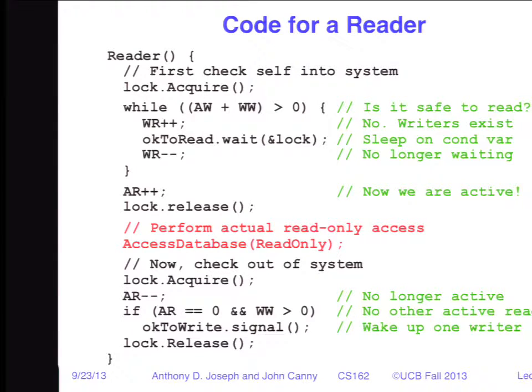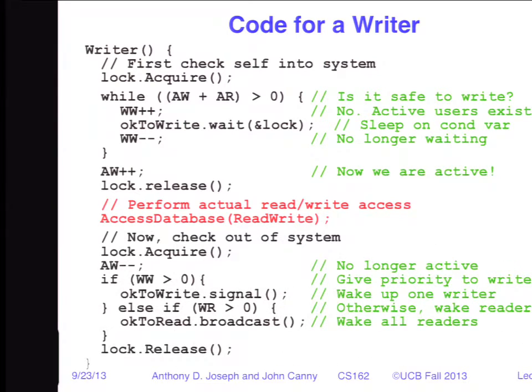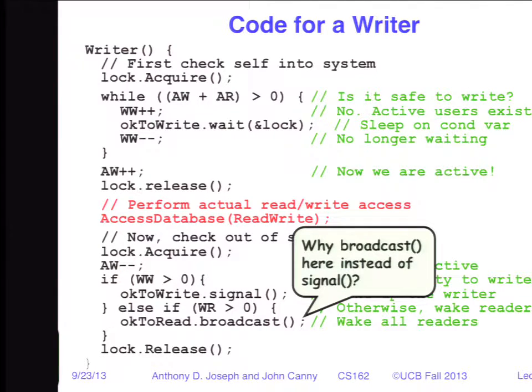Okay? So here on the reader slide, we favor writers by waiting to enter the system as a reader if we see that there are other writers waiting to get in. On the writer slide, we favor writers at the exit when we check out. We wake up the writers first, and then if there are no waiting writers, then we'll go and do a broadcast to wake up all of the readers, if there are any waiting readers. So now, why do we do a broadcast here where everywhere else we've always done a signal? Why is it all right to broadcast?